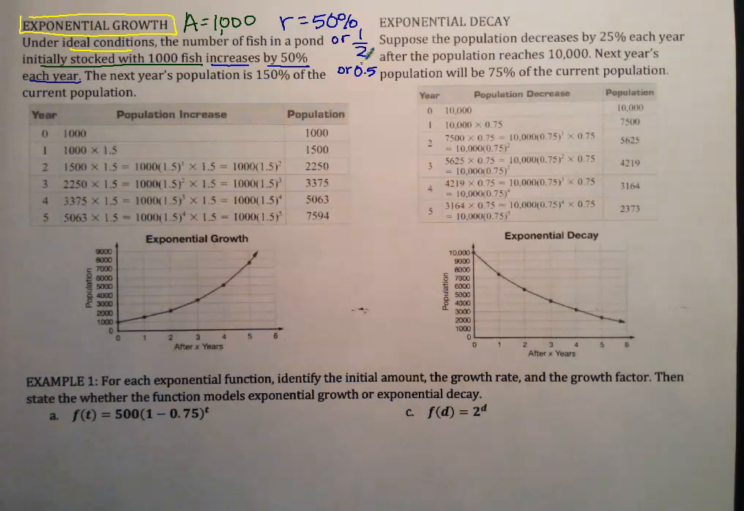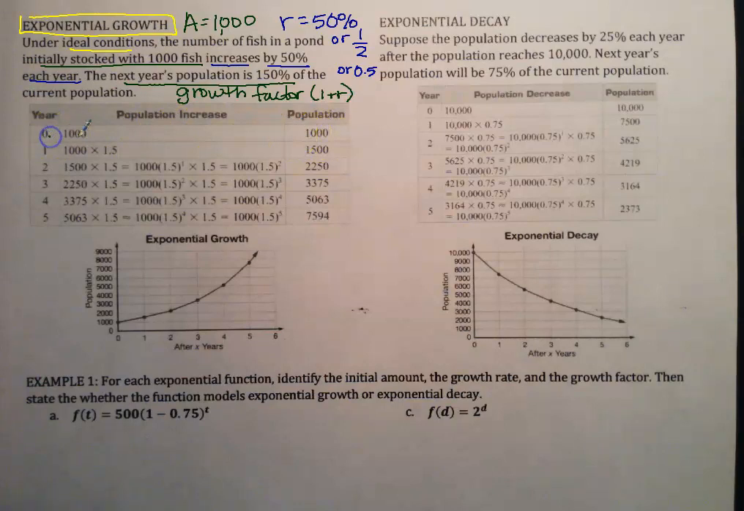So this makes the next year's population 150%. So this is that growth factor. The growth factor is that 1 plus R value. So it's kind of done for us. All right, so then they have a table to show us the population increase here and the population.